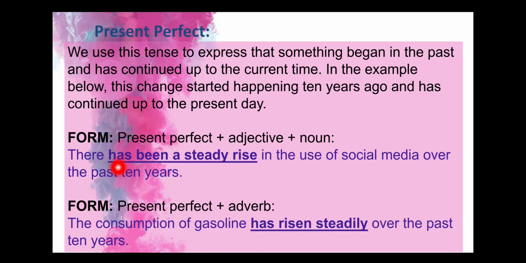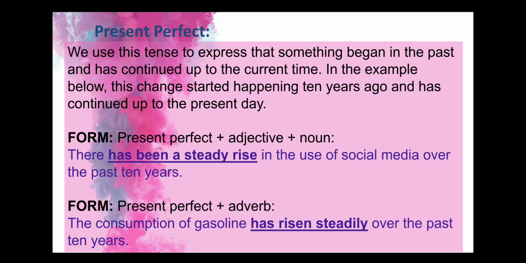You can see that we have used the present perfect has been, a steady rise. Steady is an adjective and rise is a noun. The second structure or form that we can use is present perfect with an adverb, verb plus adverb. The consumption of gasoline has risen steadily. Over here, has risen is the present perfect form, and steadily is the adverb.